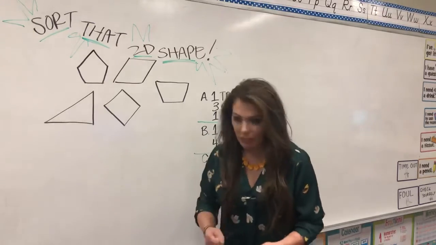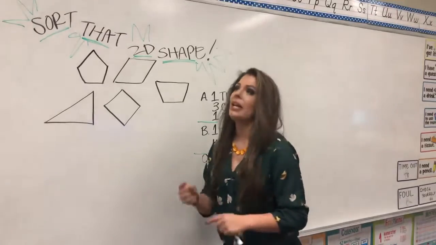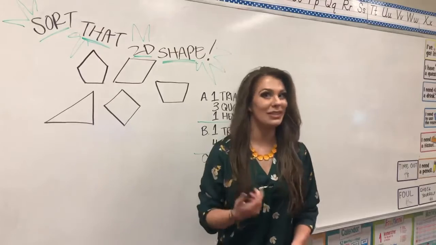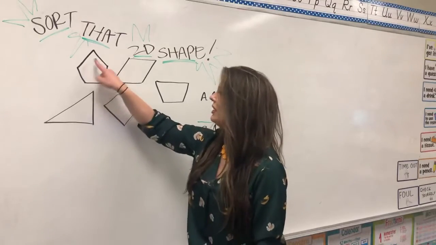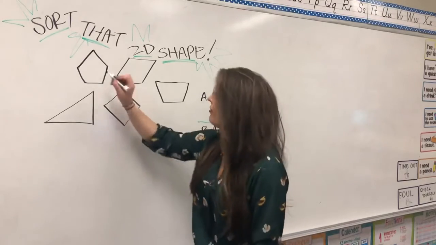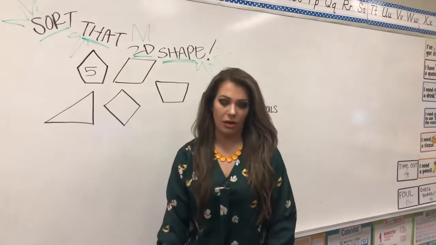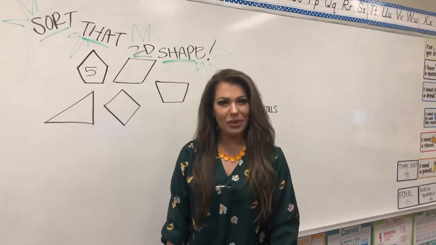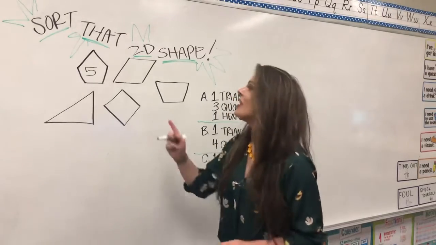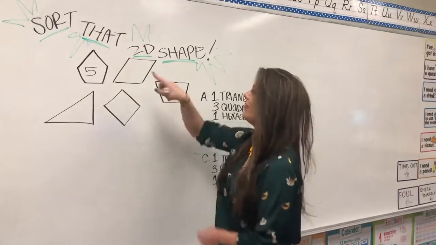Okay, I remember that the name of the shape is based on how many sides the shape has. So maybe I should count the sides first. 1, 2, 3, 4, 5. 5. What is a 5-sided shape called? Do you remember? Pentagon, that's right. Awesome.